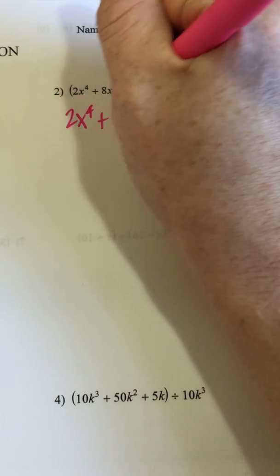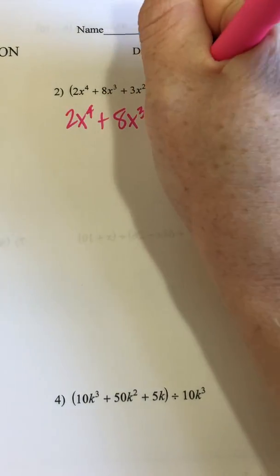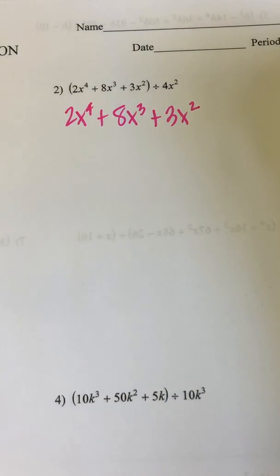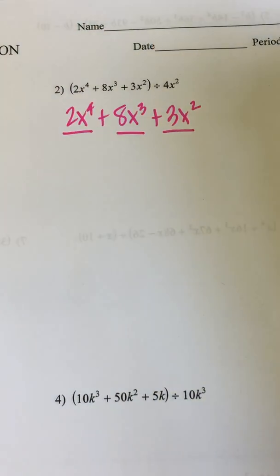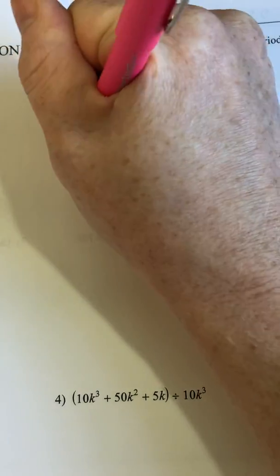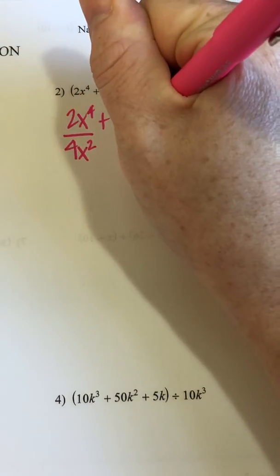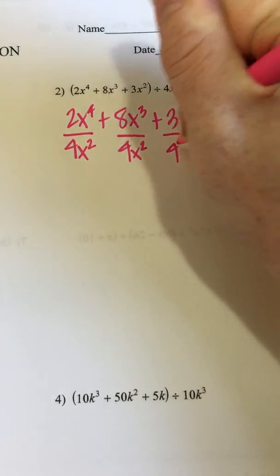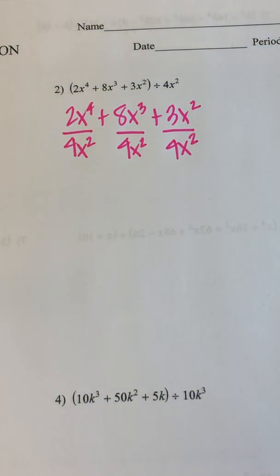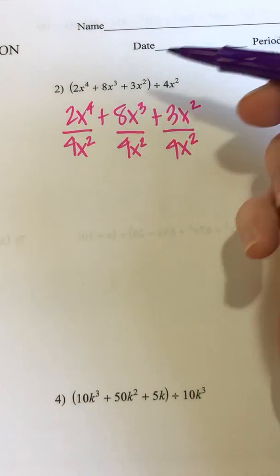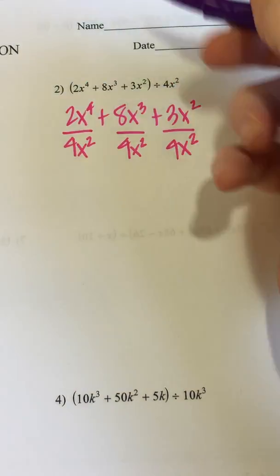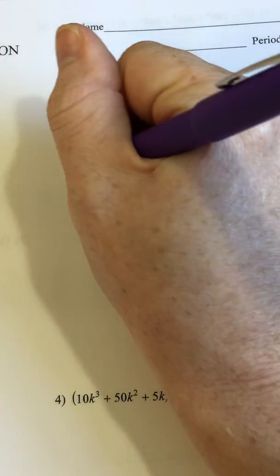I'm going to write out 2x to the 4th plus 8x cubed plus 3x squared. And I know, based on what I just did in number 1, that this 4x squared is going to divide every single term. So I am going to go ahead and write that as the denominator of every single one. Okay? So I'm going to start right here. I've got 2/4. What does that reduce to? 1/2.